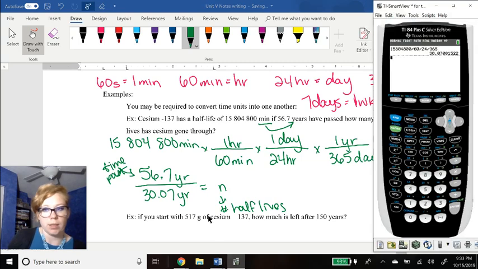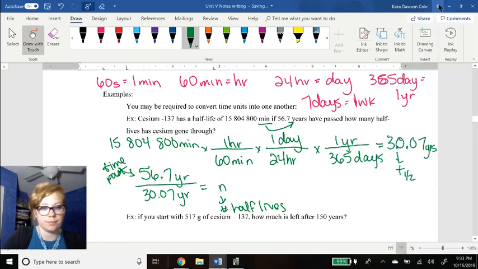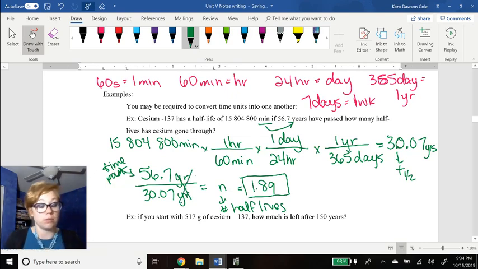So then I can go back to my calculator, 56.7. If I've got one of these nice calculators, then I can just click second answer. And that's going to give me that number there, equals 1.89 half-lives have passed. And there's no unit for the half-life because if I'm in years and years, my years cancel. So there's no unit. It's just a number. Okay.